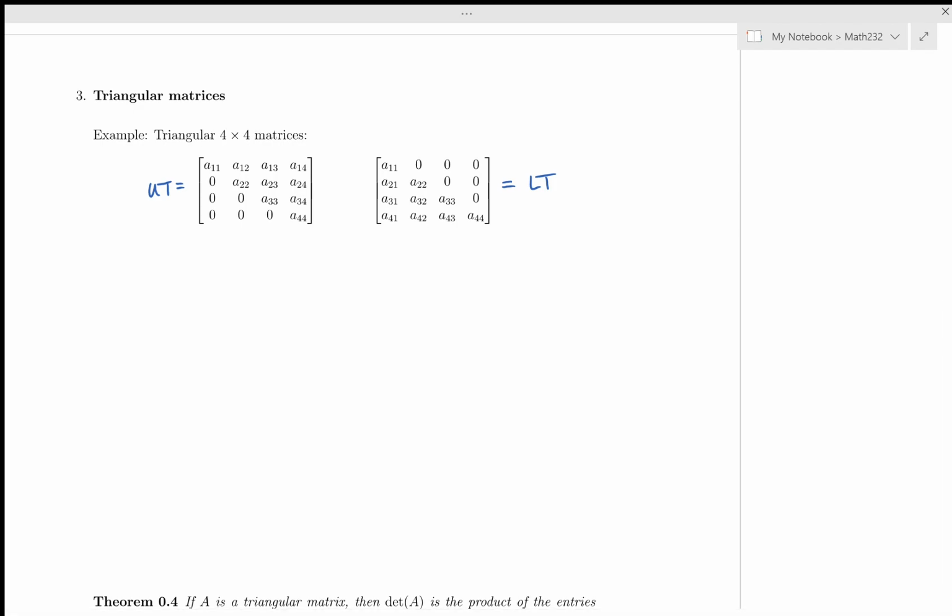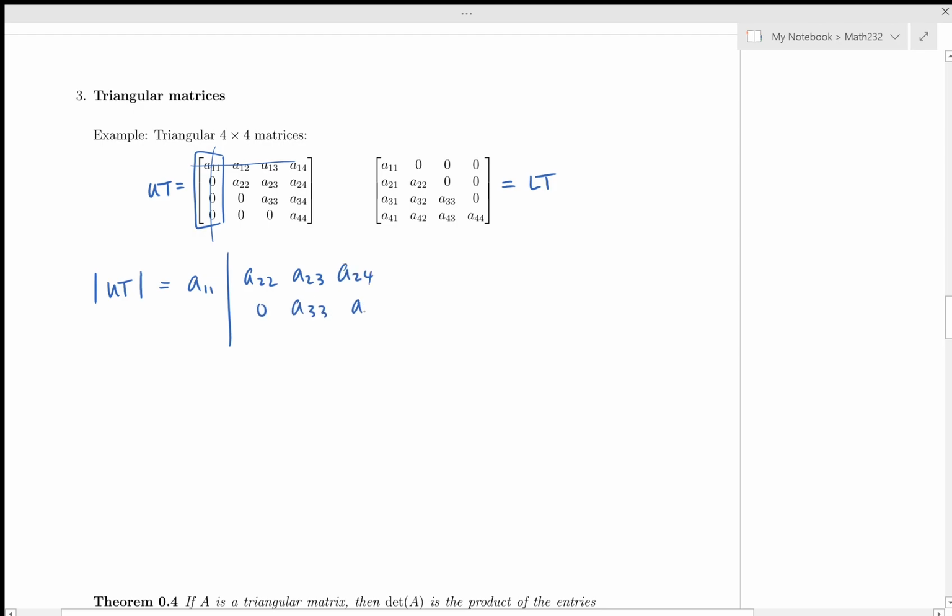Let's just do that. So the determinant, I'm going to call that matrix UT for upper triangular, I'm going to do the cofactor expansion along the first column. So it's going to be then equal to A11. And then what's left, I'm crossing out those two. I get this A22, A23, A24, 0, A33, A34, 0, 0, A44.